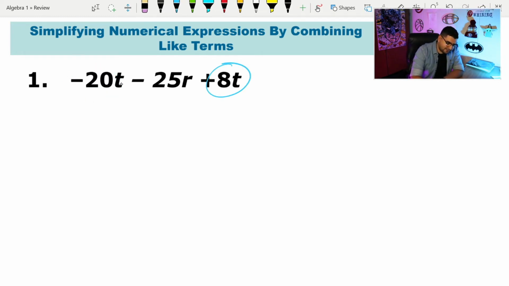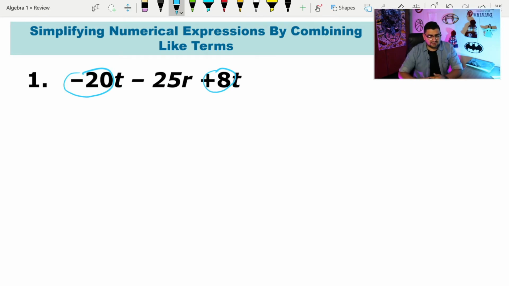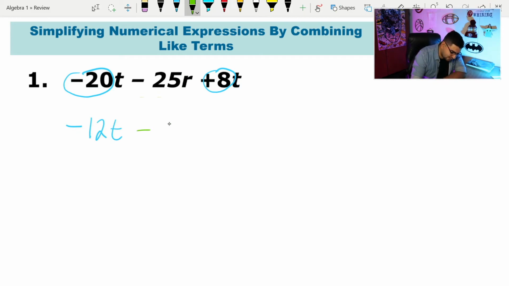So the next thing I do is I try to combine their coefficients. What would I get if I combined a negative 20 and a positive 8? Well, let's check. Negative 20 plus 8, that would end up getting me a negative 12. Now the t stays the same. And then, just as in the previous example where I didn't have a like term for my constant, in this case, this negative 25r does not have a like term. So I am simply going to rewrite it, negative 25r, making my final answer negative 12t minus 25r.